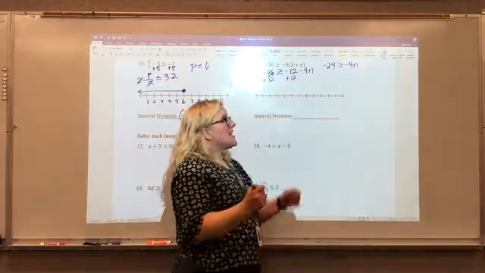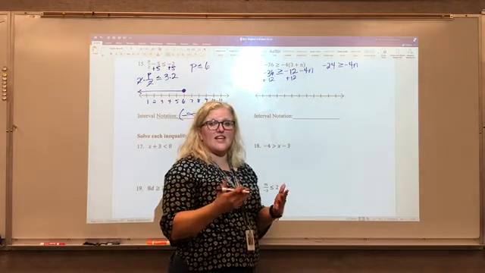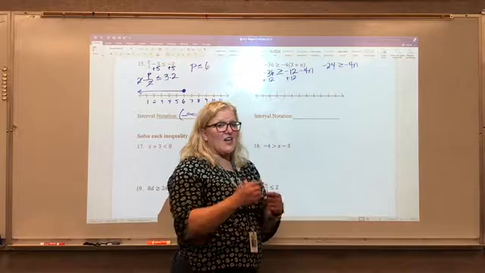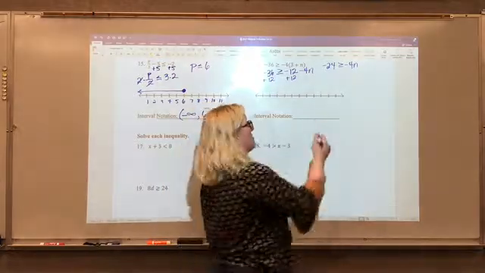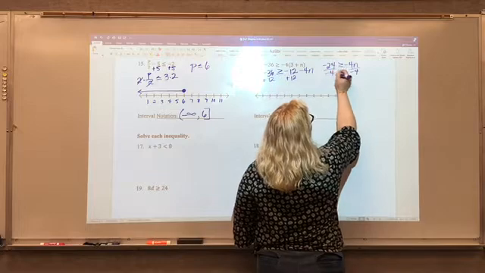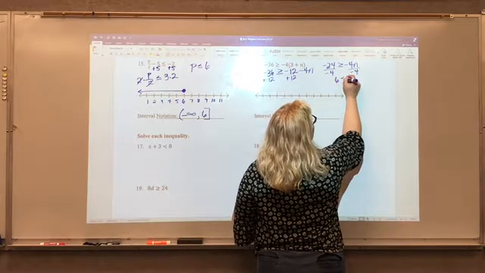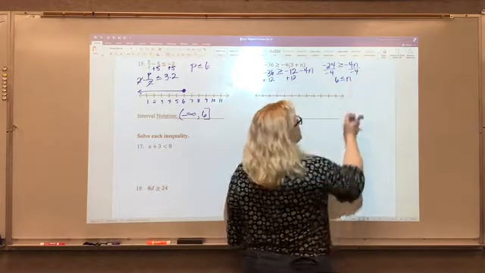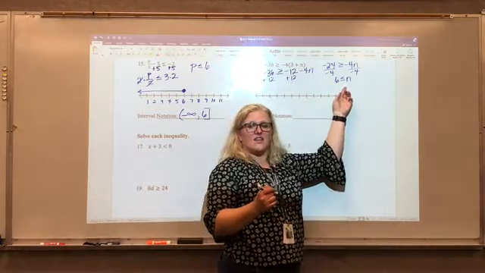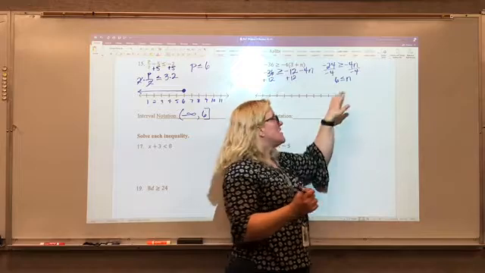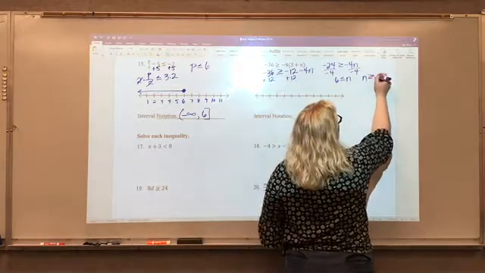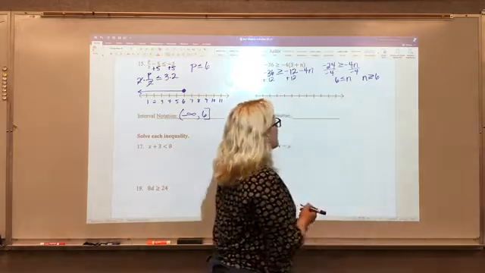All right, now to get n by itself, I need to divide by negative 4. And I'm dividing by a negative, so I need to flip the sign. So when I'm dividing by negative 4, I get 6 is less than or equal to n. And like I've always said, I like the n to be on the left, and it's pointing to the 6. So I'm going to make sure that it's still pointing to the 6.